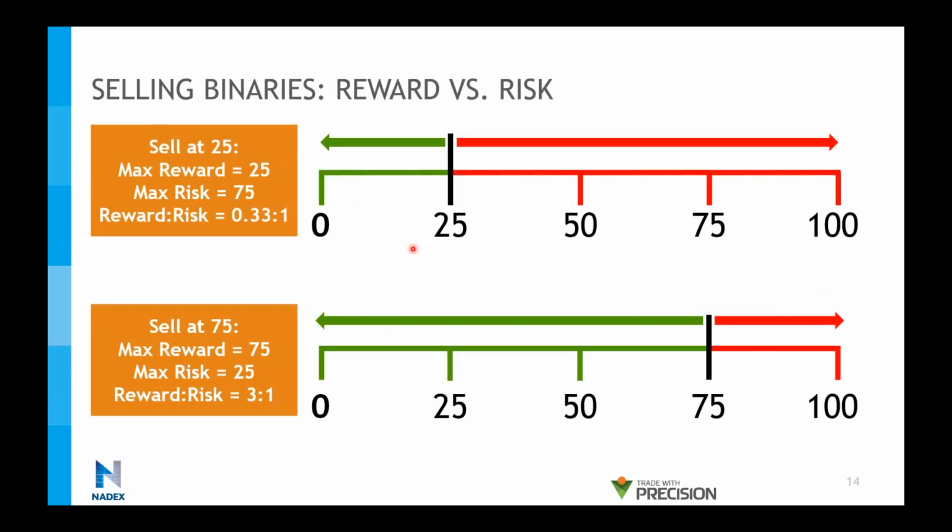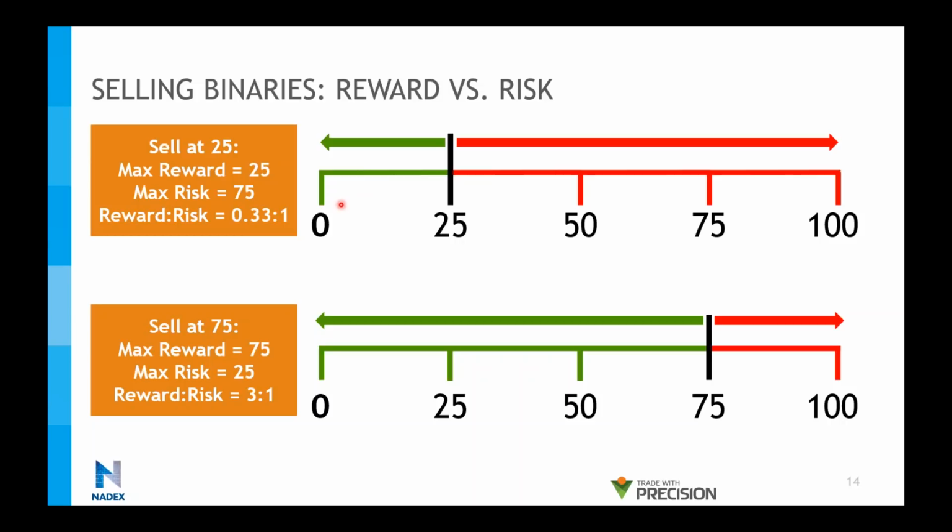So we are now looking at a virtual contract here with a price of 25. We can sell this contract now. We're looking at selling binaries. If we sold this contract at 25, what is our maximum reward? Well, if we sold it, we hope that price will decline. So we sell it at 25, and the maximum that it can decline to would be what? Would be 0. So our maximum reward would be 25.